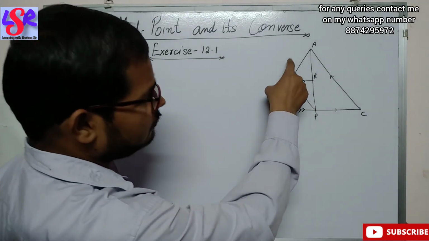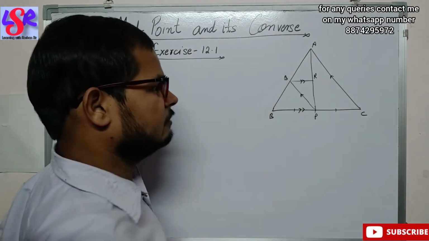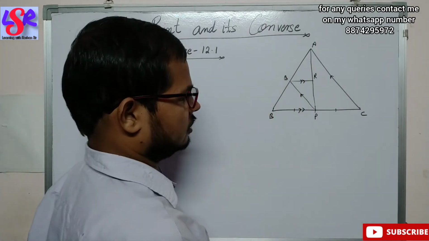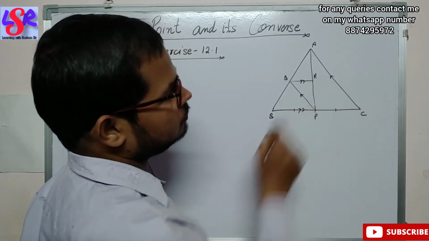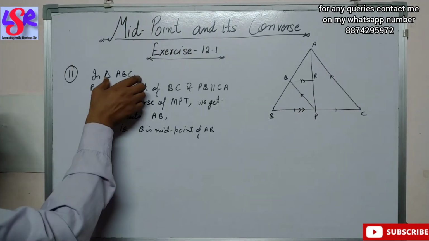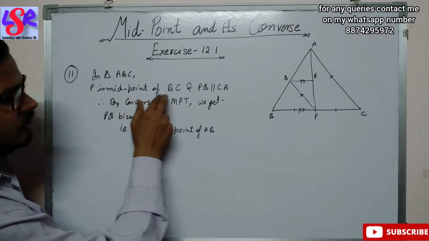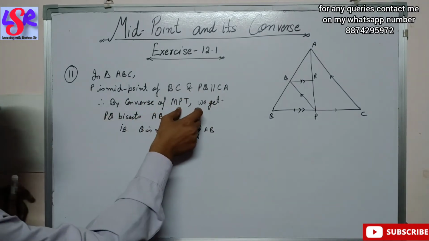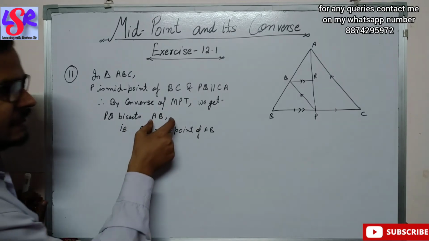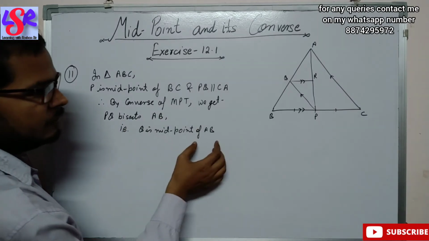Very first of all, we will be proving this Q is a midpoint of AB by using converse of midpoint theorem in which P is a midpoint of BC and PQ is parallel to CA. Now here in triangle ABC, we've got P is a midpoint of BC and PQ is parallel to CA. Therefore, by converse of midpoint theorem, we've got PQ bisects AB, that is Q is midpoint of AB.